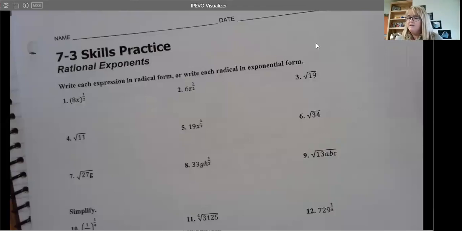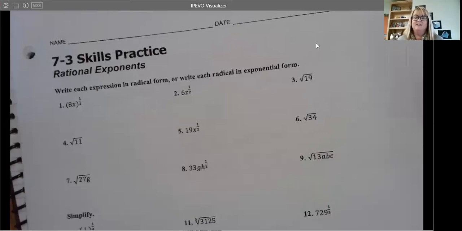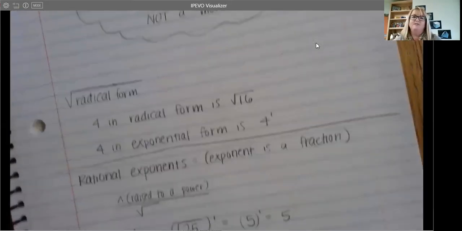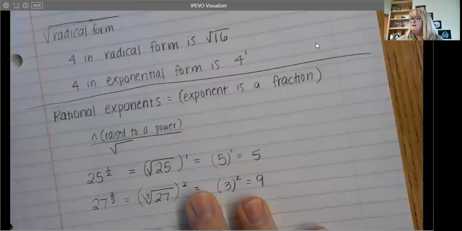I took a couple of notes that you may want to take note of. Make sure you have this 7.3. We're going to do the odd ones together. And then make sure you have maybe some paper to write notes or not.